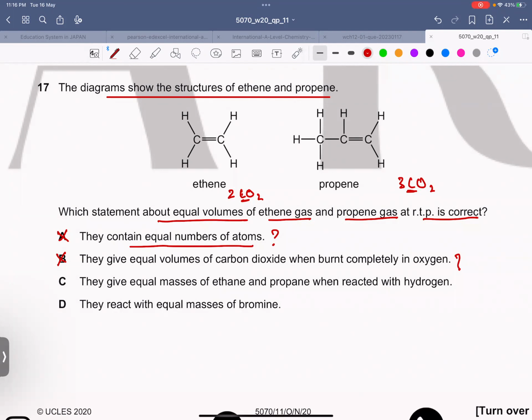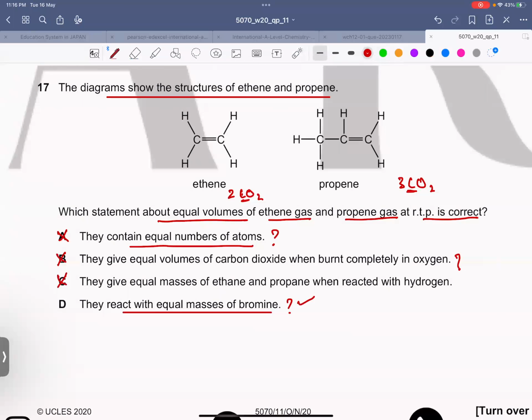Yes, sir. They give equal masses of ethane and propane when reacted with hydrogen. Is this clear? This is wrong as well. They react with equal masses of bromine. So it is the correct answer. And why is it a correct answer?